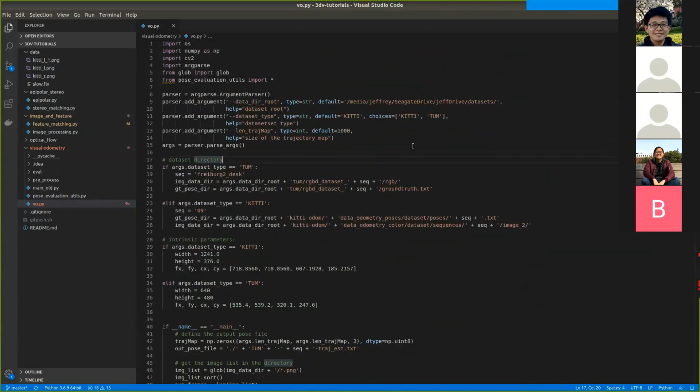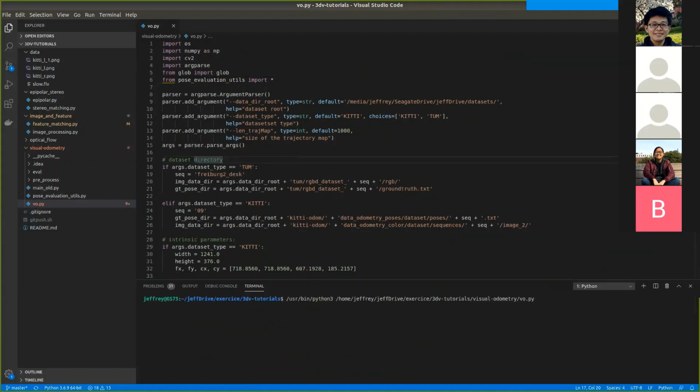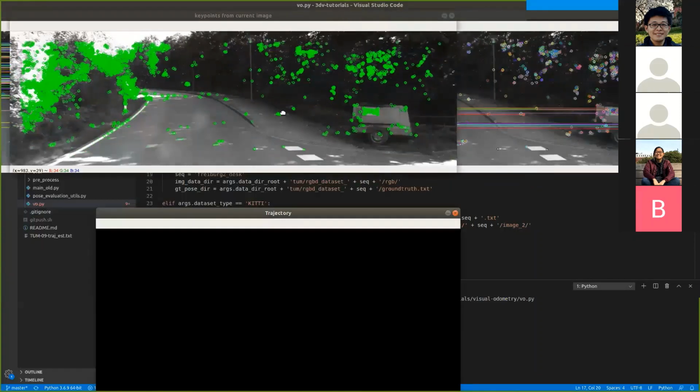Finally, if you run this file, you get 3 windows. The first window just shows how the ORB features look. You can adjust how many ORB features you want to get. The more you get, the more computationally expensive it will be. And another window shows the matching of the 2 images.